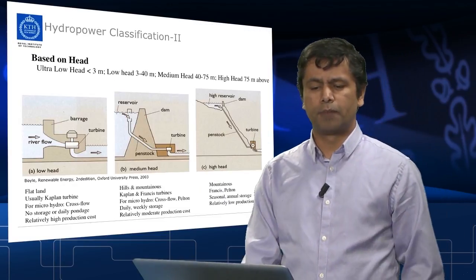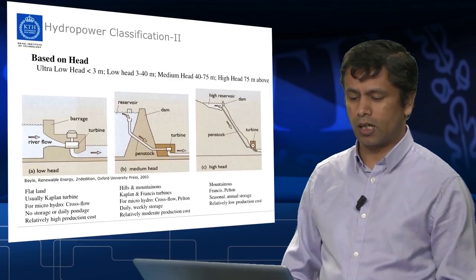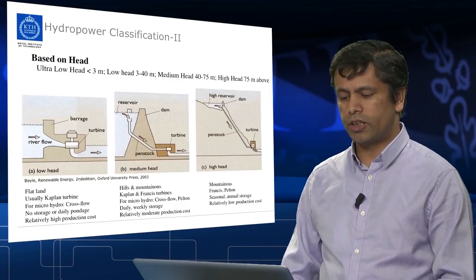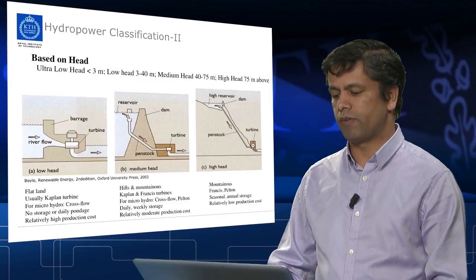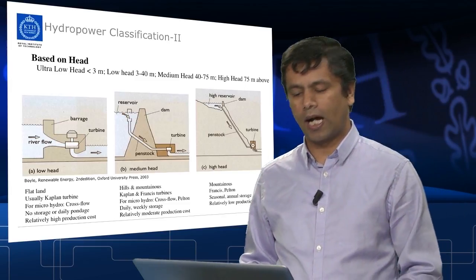Based on the head, if the head is less than 3 meters, we say it is ultra low head. If the head is 3 to 40 meters, we say low head, and 40 to 75 meters, we say medium head, and if the head is above 75 meters, then we say it is a high head project.